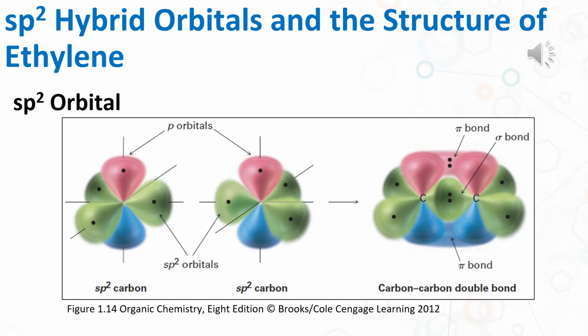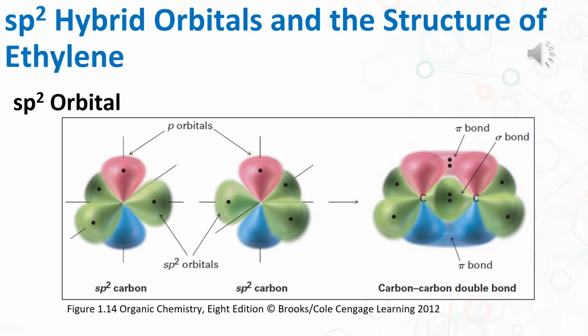Next, let's discuss this image. In this image, we have ethylene as a sample. In ethylene, each carbon atom undergoes sp2 hybridization. Then it will form three sp2 orbitals arranged in trigonal planar geometry with a 120-degree bond angle. Two of these orbitals will form carbon-hydrogen sigma bonds, while the other one will overlap with another carbon sp2 orbital to form the carbon-to-carbon sigma bond.